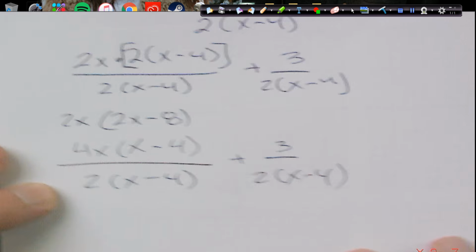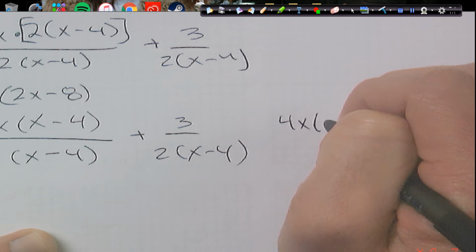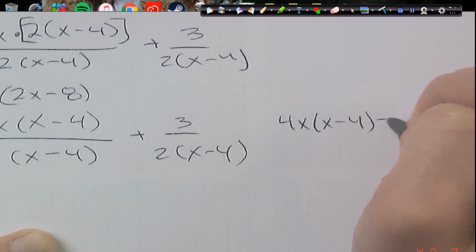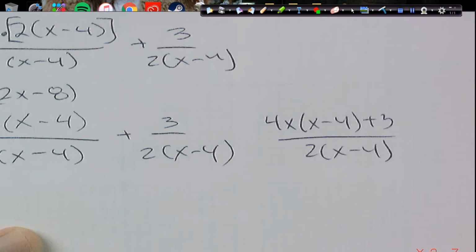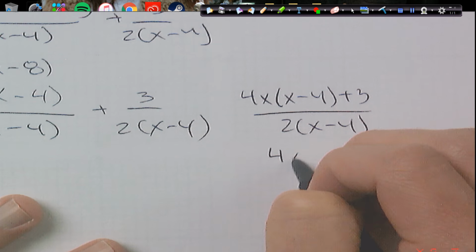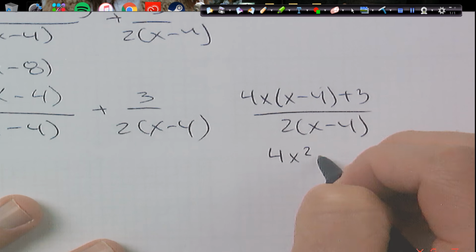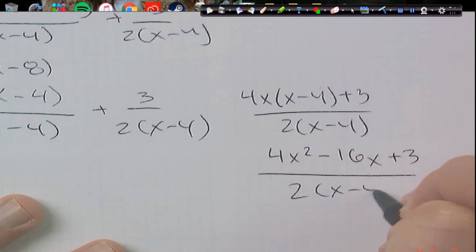And add those together. And we're not going to be able to combine. Bummer. Okay. And so might as well just combine it all. We get 4x squared. Distribute that. That's minus 16x plus 3 over 2x minus 4.